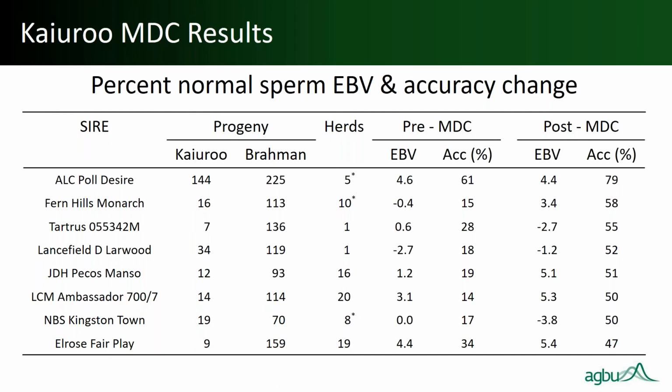As far as changes in EBVs go, it very much followed what the theory told us, that there may be some changes. Some bulls, we saw increases in their percent normal sperm EBVs. For other bulls, we saw some decreases, but on average, most of these bulls didn't change a great deal.